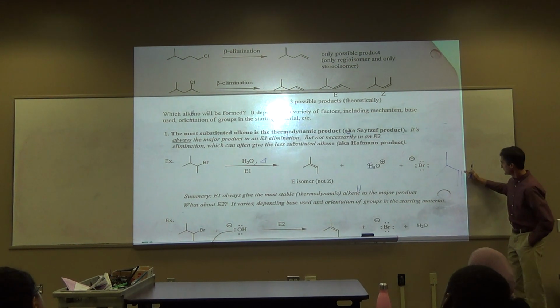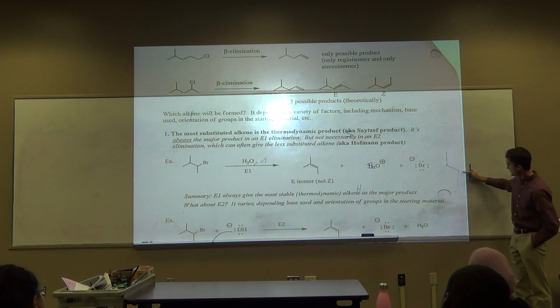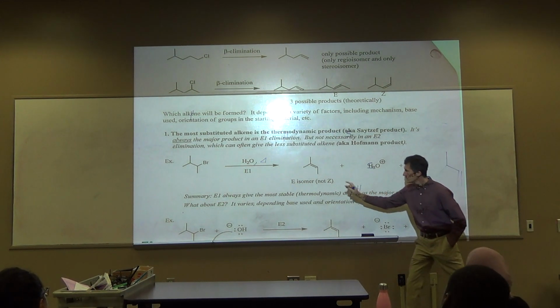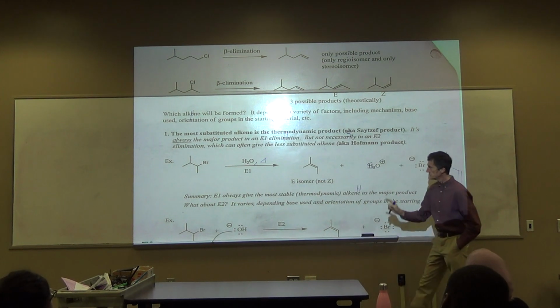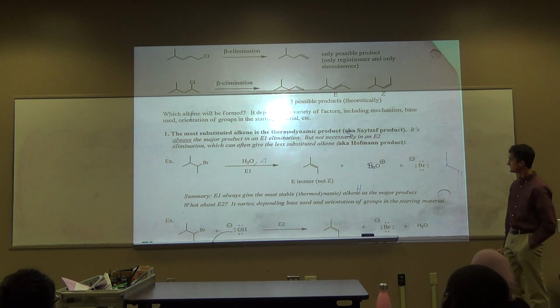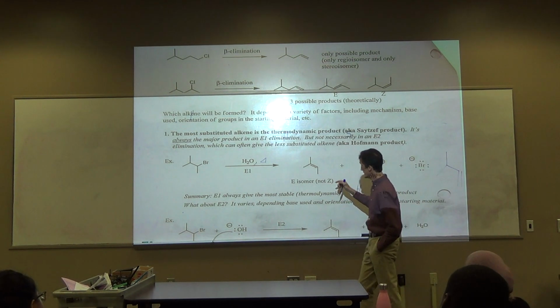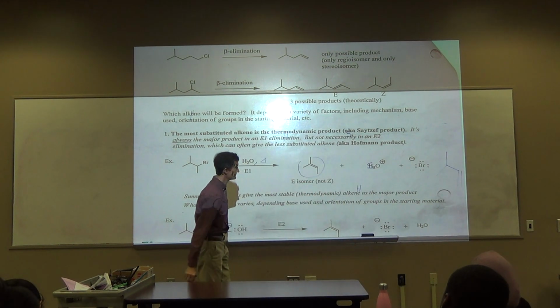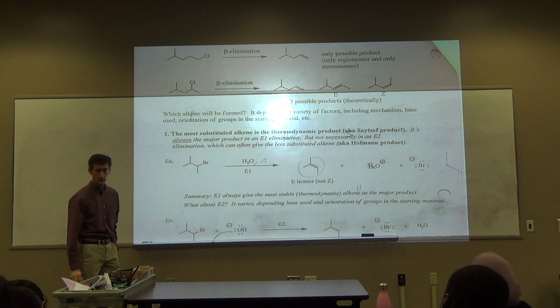Will the double bond be between the carbon with the leaving group and the N carbon, or between the carbon with the leaving group and that carbon? Which alkene? The more stable one. The Zaitsev. This one, yes. Not that one. Pretty straightforward.